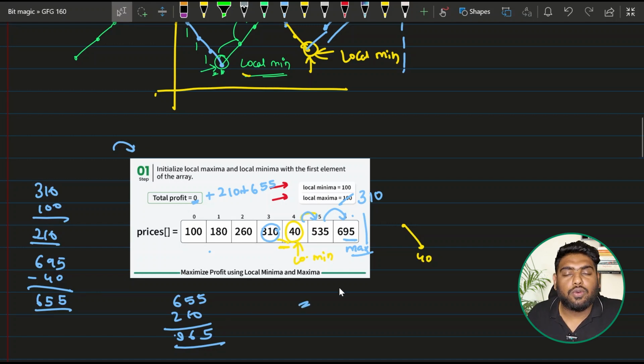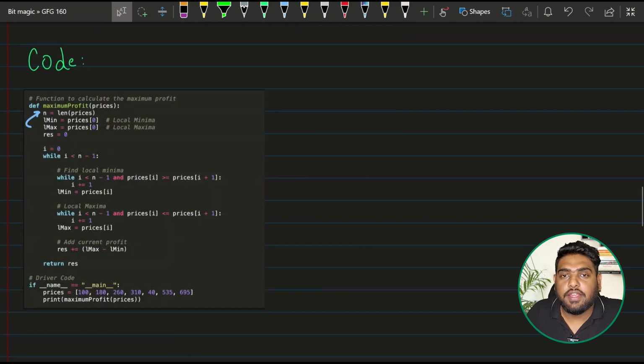Now let's quickly see the code for the same. You can see n is here, which we are keeping to track the length, and prices is here. Then I have created two variables, local minima and local maxima. Initially, I have put the 0th index value of prices here. And I have made this variable result, which would be accumulating my profit. Now, how am I looping? I'm looping using this variable i.